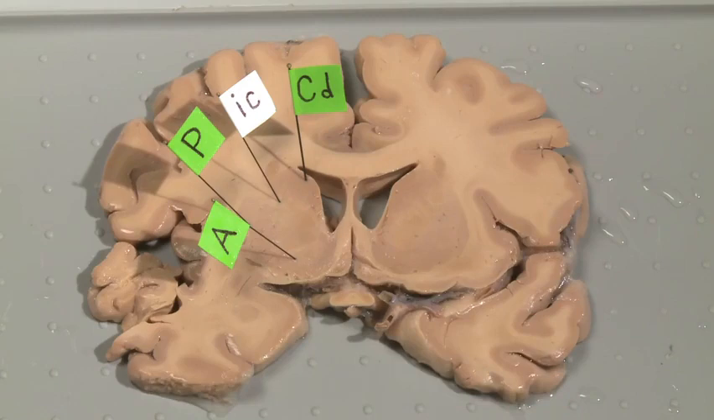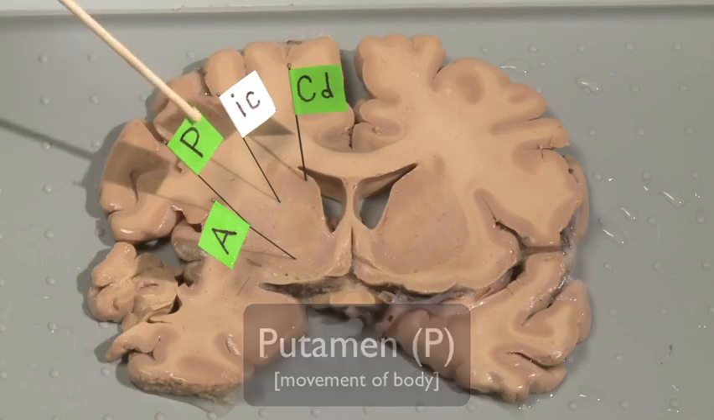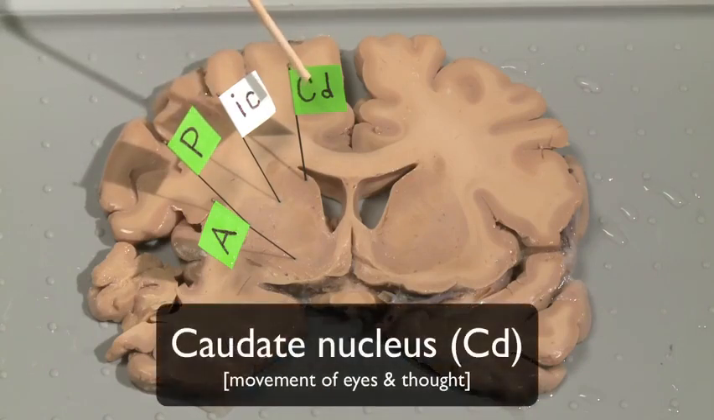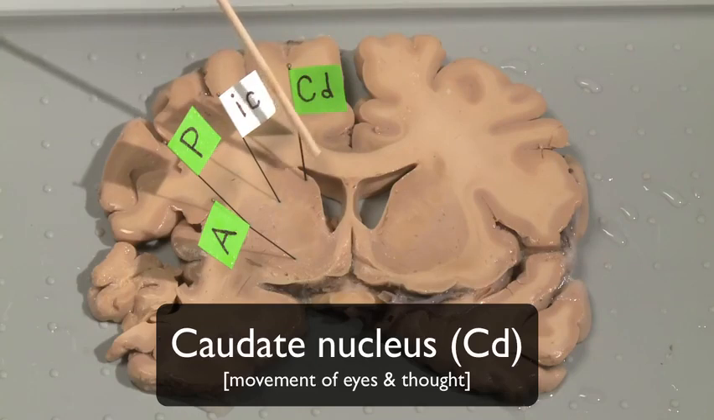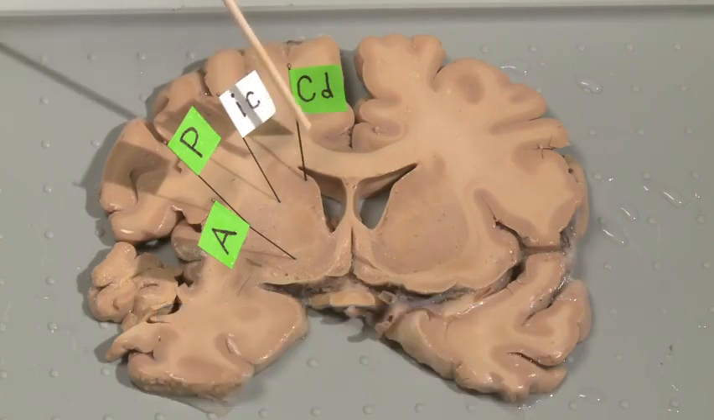Each of these three parts of the basal ganglia, the nucleus accumbens, the putamen, and the caudate, they're all about helping to regulate movement. The putamen is involved with regulating movement of the body, right here. The caudate nucleus is concerned with movements of the eyes, and with movements of the eyes go movements of the mind and of thought. So the caudate nucleus is involved in modulating movements of thought.